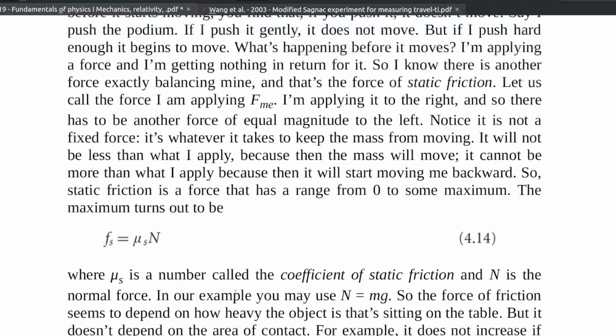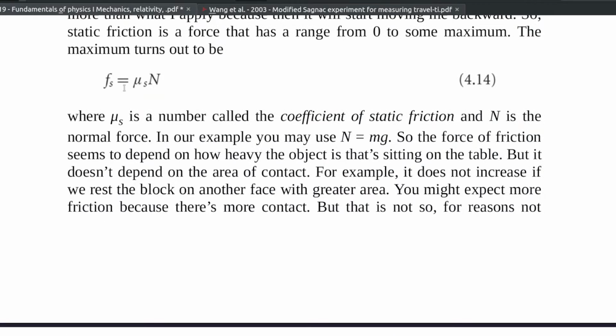The maximum turns out to be the force of friction equals mu_s times N, where mu_s is a number called the coefficient of static friction, and N is the normal force. In our example, you may use N equals mg. So the force of friction seems to depend on how heavy the object is that's sitting on the table, but it doesn't depend on the area of contact. For example, it does not increase if we rest the block on another face with greater area.